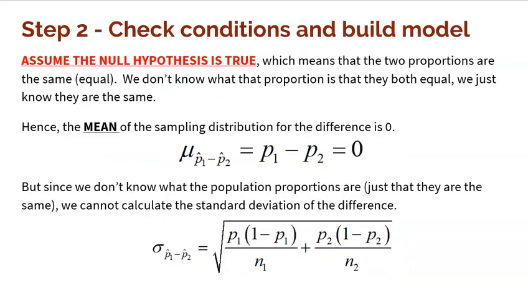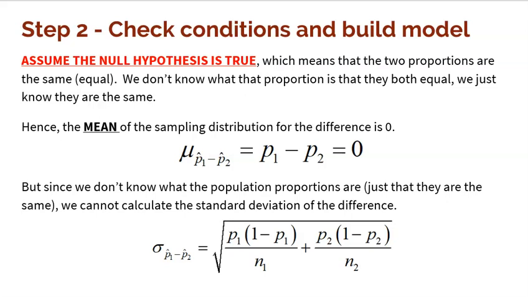All right, step 2 is where things get a little weird, so please pay very close attention here. All right, we have to assume the null hypothesis is true. That is by far the most important thing, right? We're assuming that the two proportions are the same. We don't know what that proportion is that they're both equal to. We just know that those proportions are the same, right?